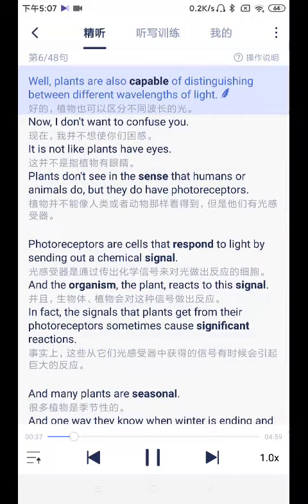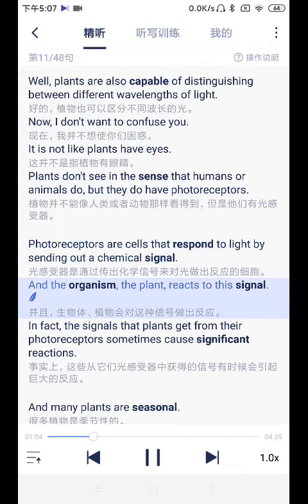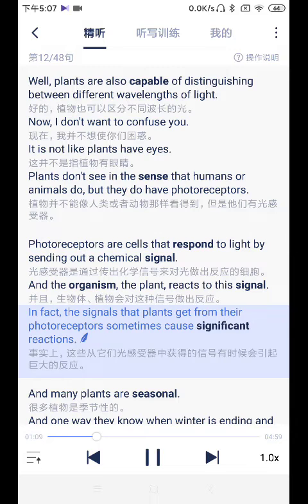Well, plants are also capable of distinguishing between different wavelengths of light. Now, I don't want to confuse you. It's not like plants have eyes. Plants don't see in the sense that humans or animals do. But they do have photoreceptors. Photoreceptors are cells that respond to light by sending out a chemical signal, and the organism, the plant, reacts to this signal. In fact, the signals that plants get from their photoreceptors sometimes cause significant reactions.